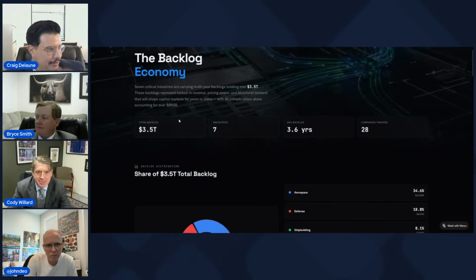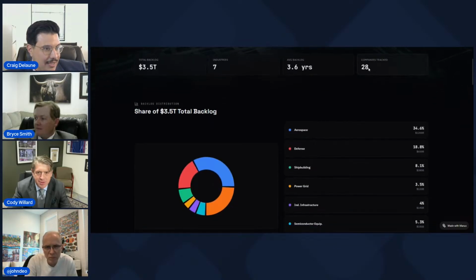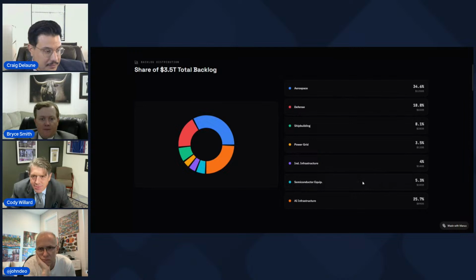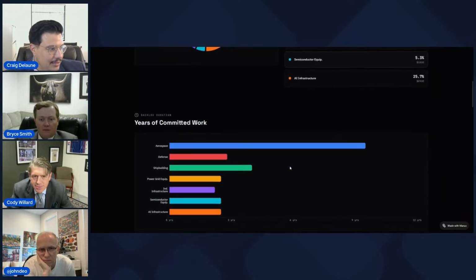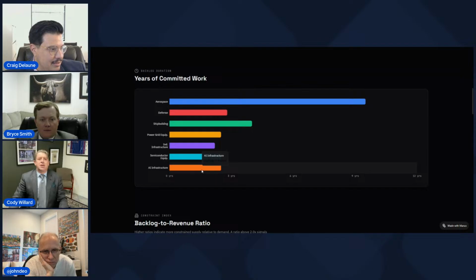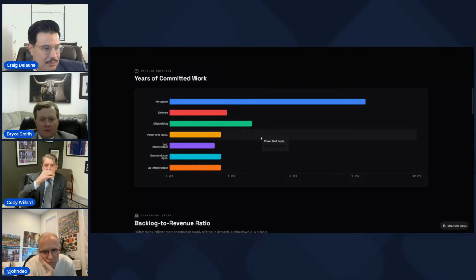So the total backlog for the top 7 industries is 3 trillion, 3.6 years, and there's 28 companies in this that are being tracked. This is what it looks like. The majority is aerospace, then AI infrastructure, defense, and we go down here. And we're not talking just 2 years. This would be like 2 years here. The average is over 3 years.